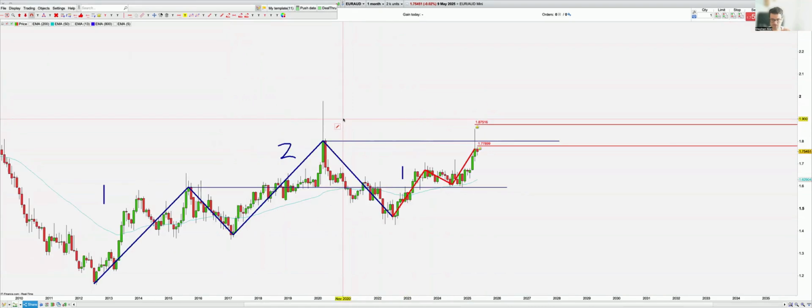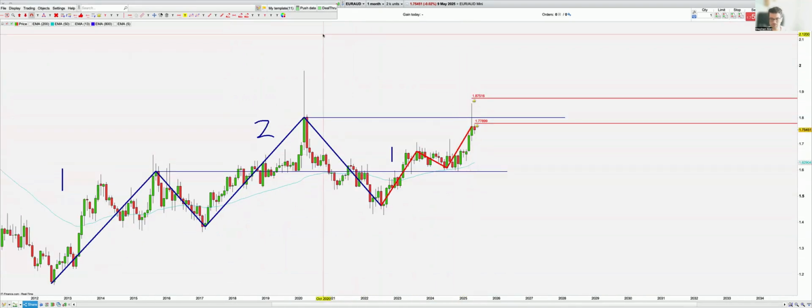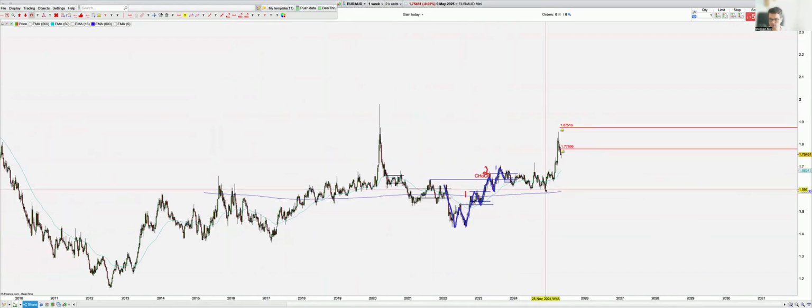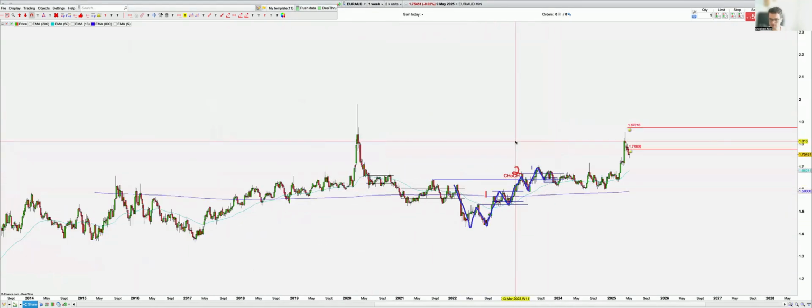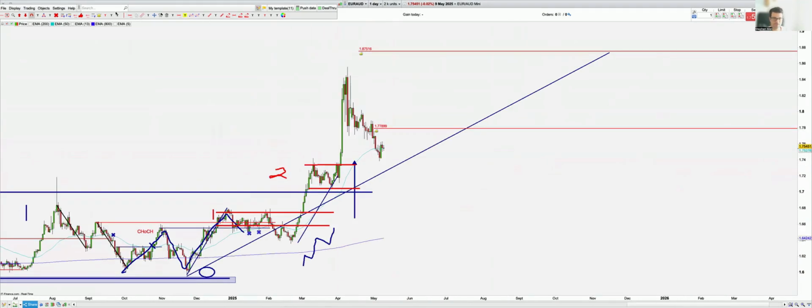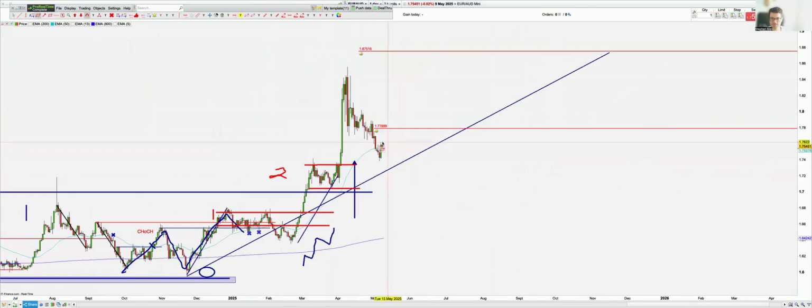What can we see within this? We can see a 1 and a 2. Let's go down to the weekly and check it out. 1, 2, 1, 2, 1, 2. We're looking for longs on the Euro against the Aussie, and we are trading off the targeted entry, which is the 50 on the daily chart.